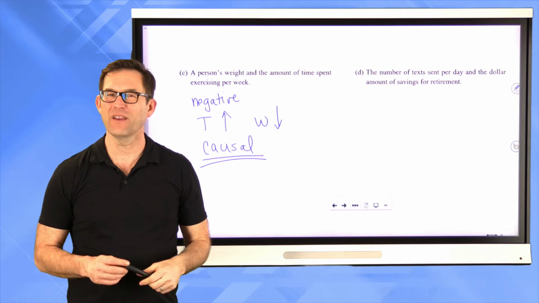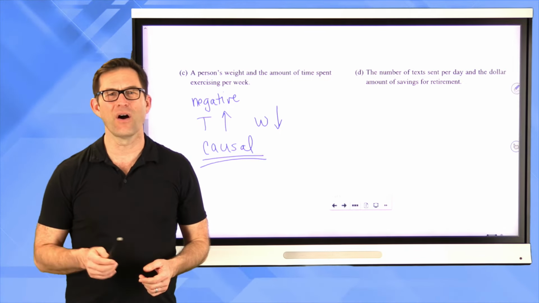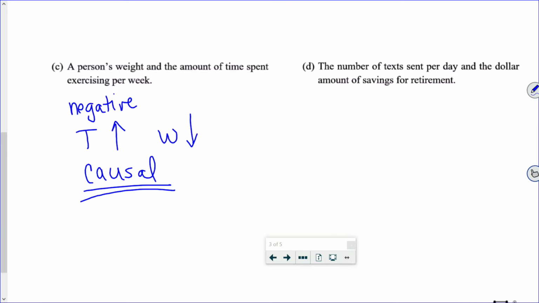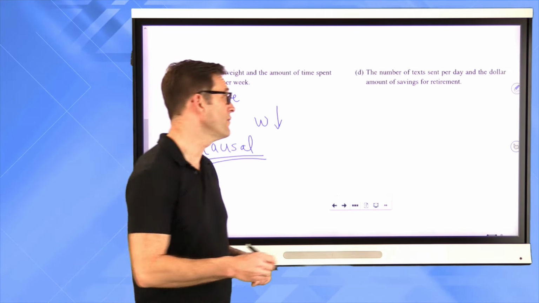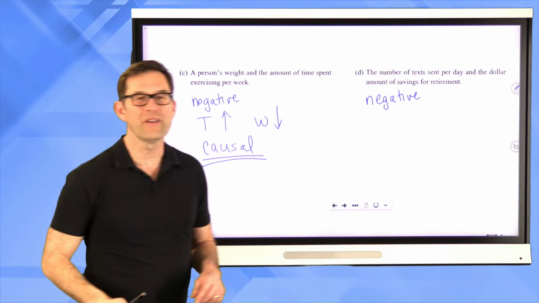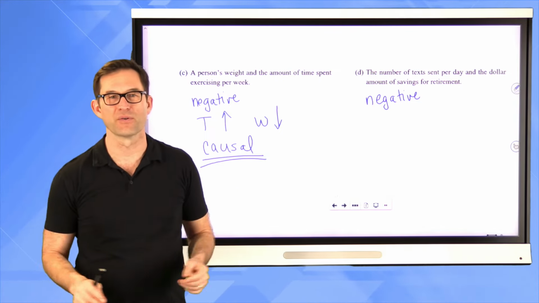Okay, so what do you think? Negative or positive? And causal or not causal? Pause the video now and think about this. All right, well, this is going to be negative. Now, this one's a little bit tricky because it really has almost nothing to do with either one of these. It has to do with the age of a person.